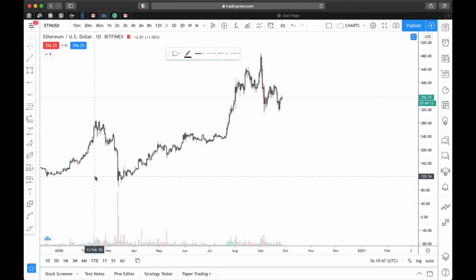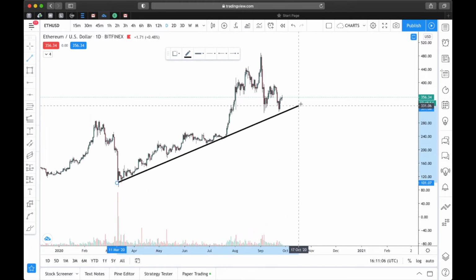When it comes to drawing trend lines, it really depends on how you want to draw it. It depends on the time frame you are using. It depends on the swing level you want to pick it from. So for example, I'm going to pick it from here. I'm going to draw the trend line, something like this.